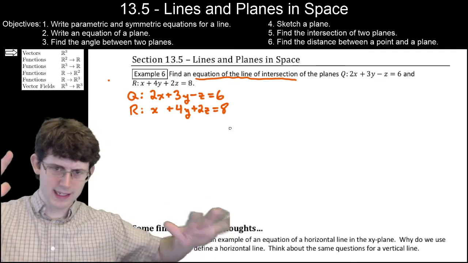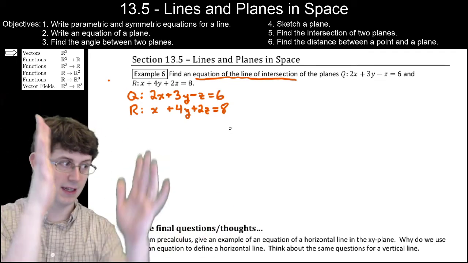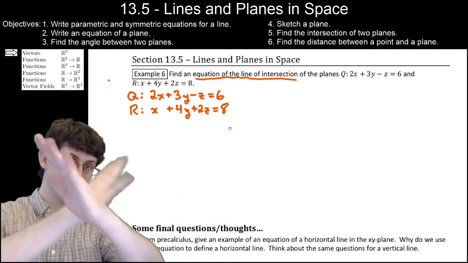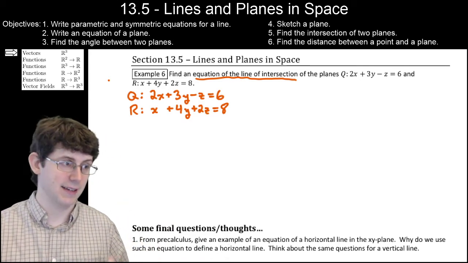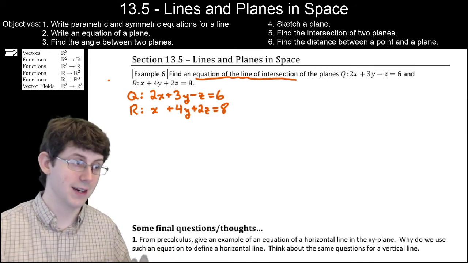So we have these two planes, and if you have two planes, you would expect them to either be parallel or they would intersect, and their intersection would be a line. So this question is asking, where is this line?